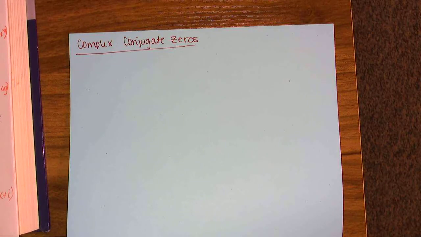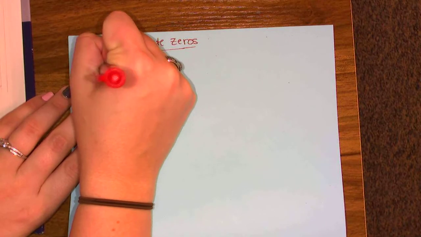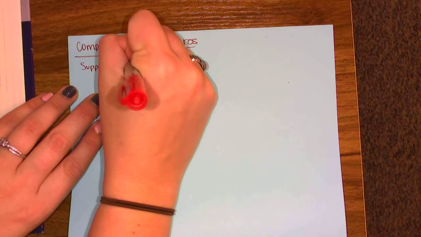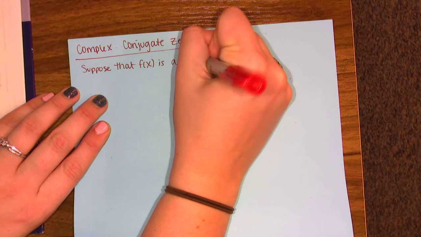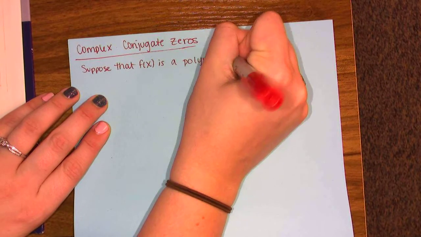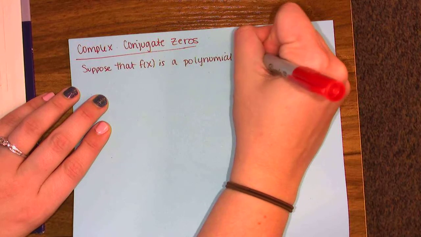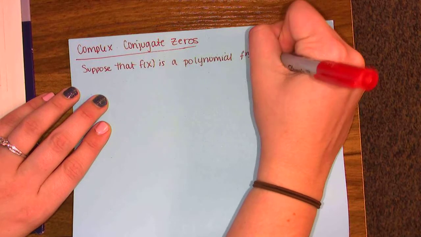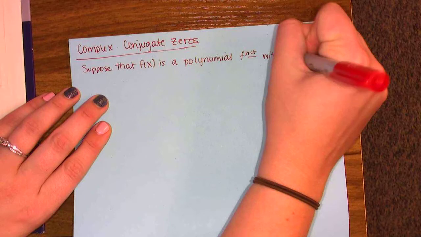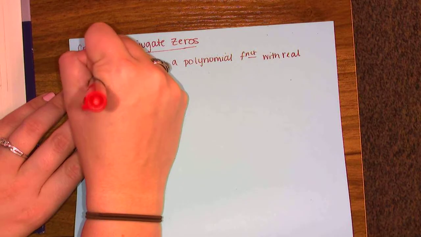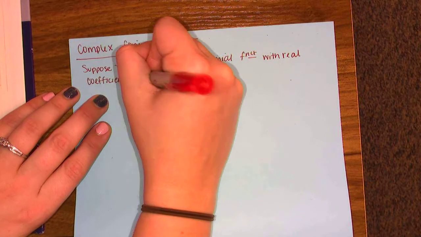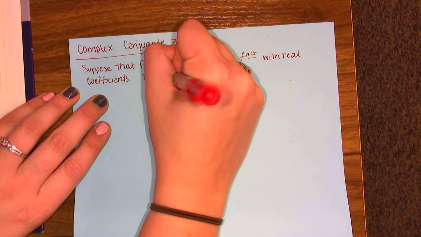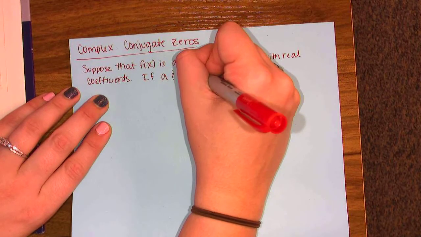Alright, complex conjugate zeros. Suppose that f of x is a polynomial function with real coefficients, if a and b, here we go, Logan, are real numbers.